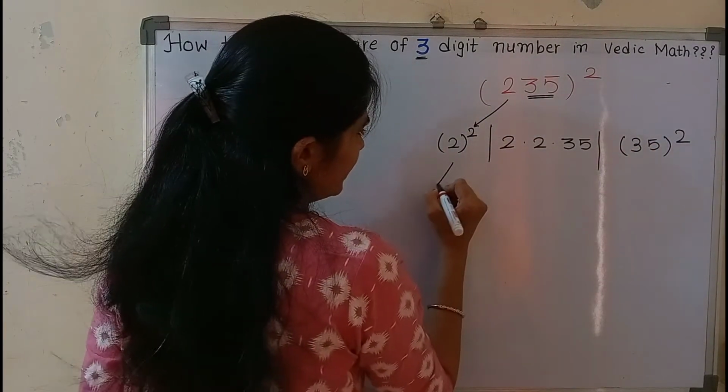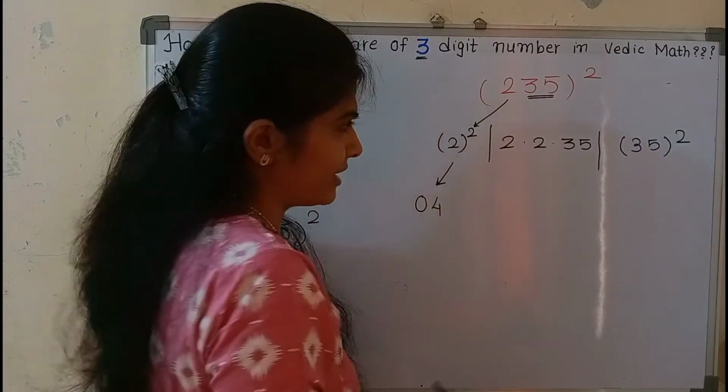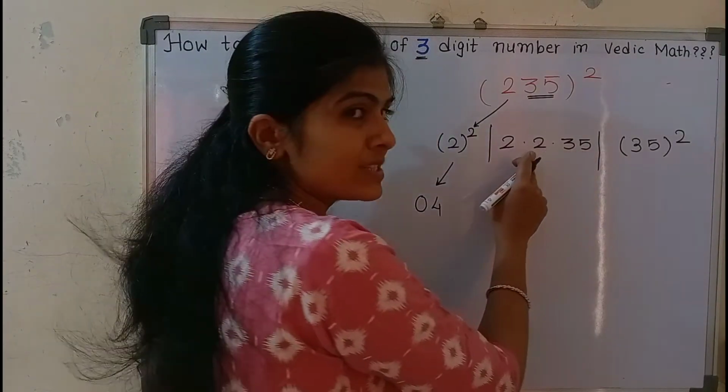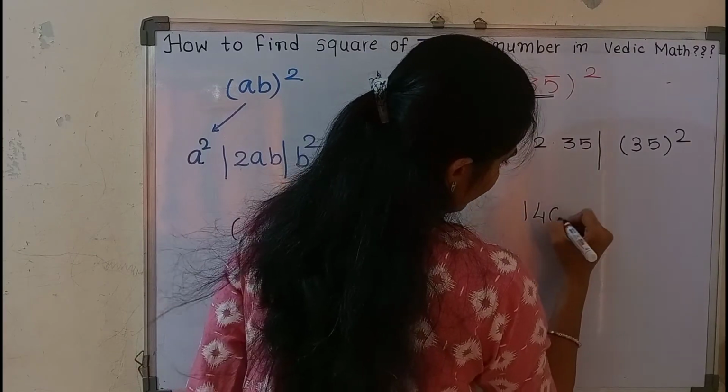Right? So here this is very simple. The square of 2 is 4. Now 2 times 35. 35 times 2 is 70, 70 times 2 is 140. So I can write down 140.